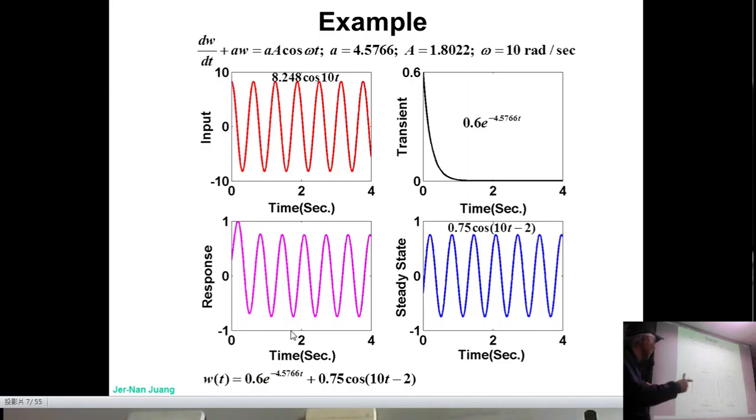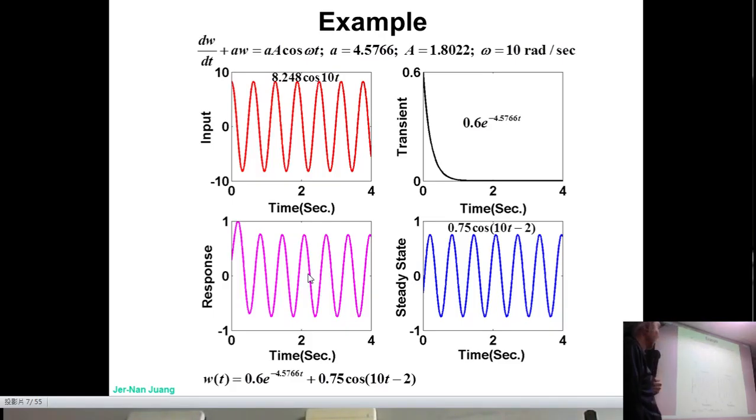But now look at that carefully. What is the difference between this response and my input? Look at that. What is the difference between that and that? Did you see any difference? You can see your phase is different, right? What else? Your amplitude is different.